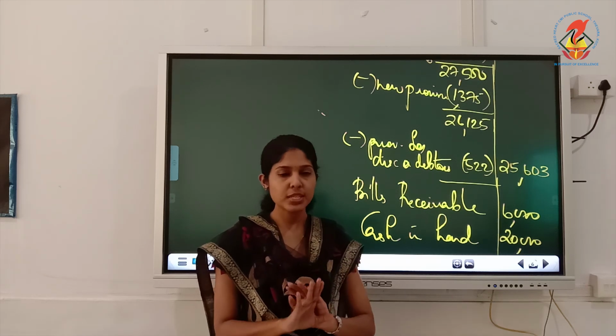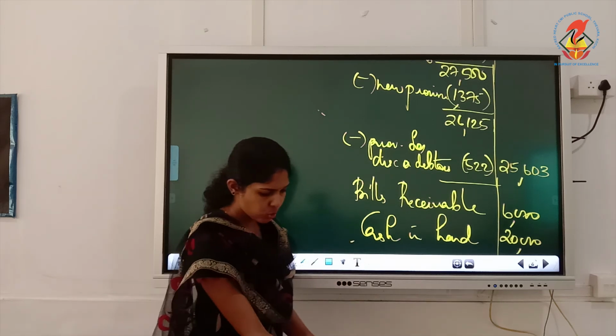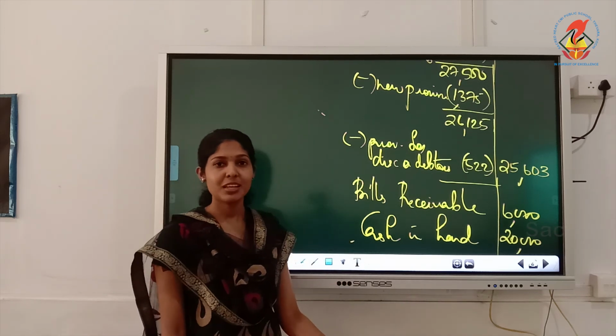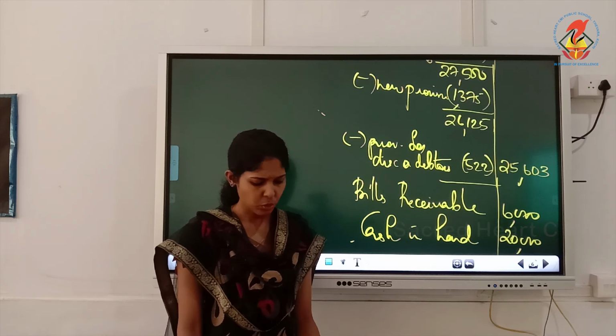So now we finished 8 adjustments. 8 or 9, was it 9? Yeah, that was the 9th adjustment. So 9 adjustments are over. 3 more adjustments are there.